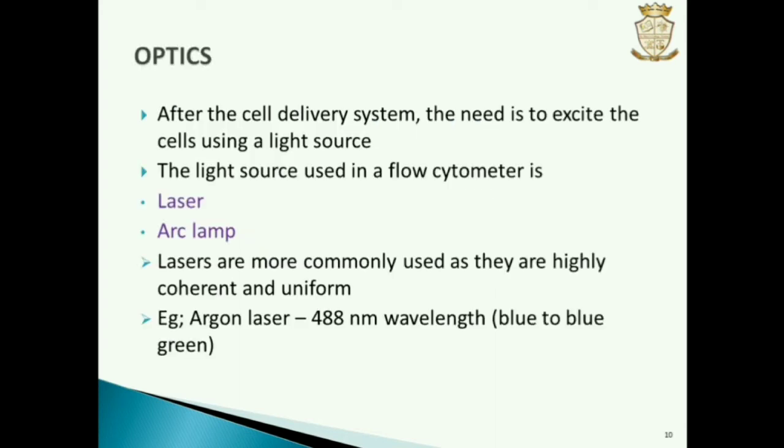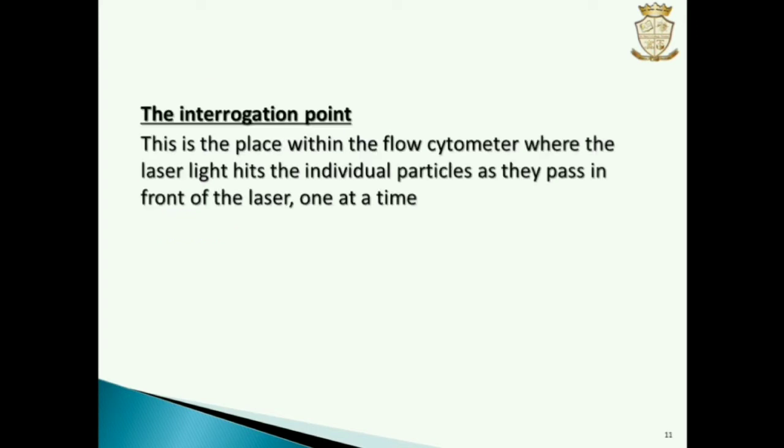Next system is optics. After the cell delivery system, the need is to excite the cells using a light source. Lasers are more commonly used as they are highly coherent and uniform. Example, argon laser. The interrogation point. This is the place within the flow cytometer where the laser light hits the individual particles as they pass in front of the laser, one at a time.